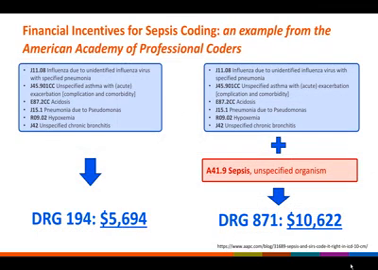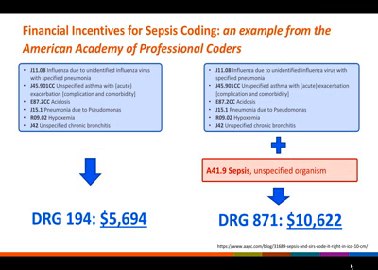Well, why would we be coding more for sepsis now? Well, simply coding for sepsis actually pays more. I've included an example from the American Academy of Professional Coders, where a typical list of codes for influenza pneumonia hospitalization are shown on the left. That would result in a reimbursement of $5,694.